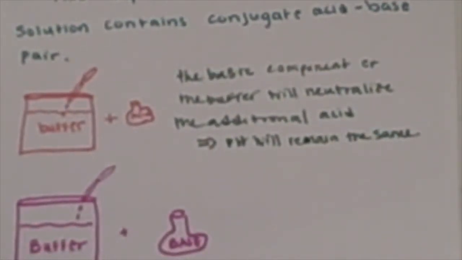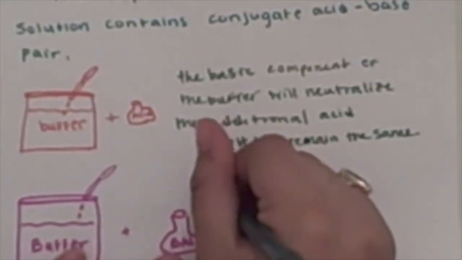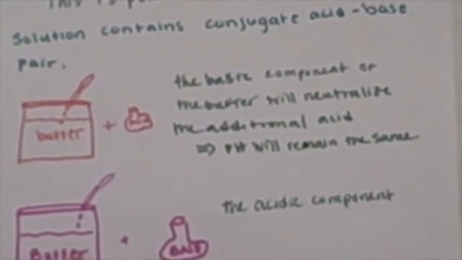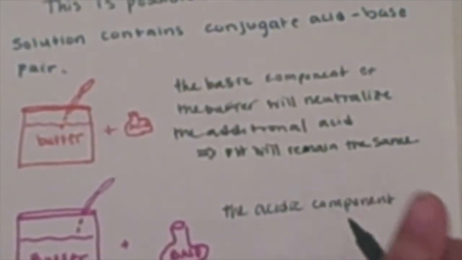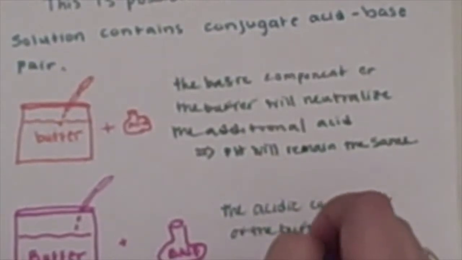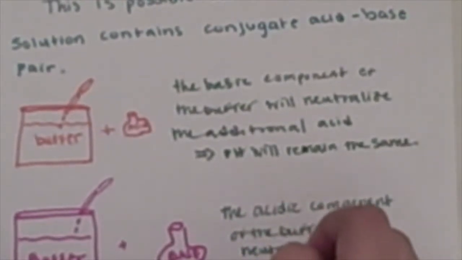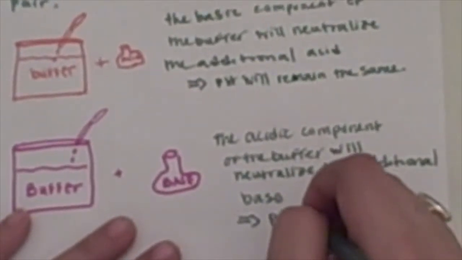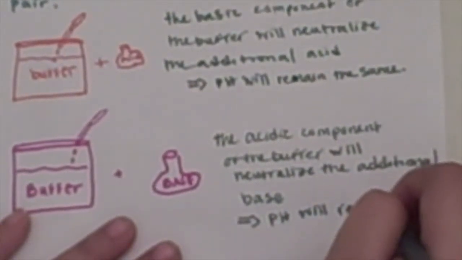If we add a base to the buffer, then the acidic component, so remember I said the buffer contains both a conjugate acid and its base, so the acidic component of the buffer will neutralize the additional base. Therefore, the pH will remain the same.